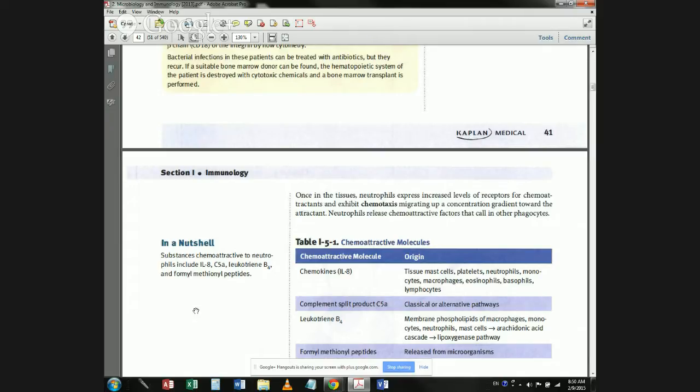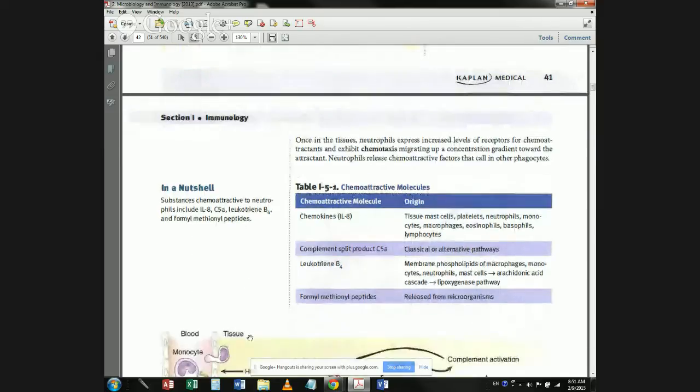Neutrophils release chemoattractive factors that call in other phagocytes. So once they're at the location, they start producing their own chemoattractive factors. Before, it was something else that was calling them to that area. When they get to the destination, they send out their own siren, and that will attract specific immune cells that are needed, specialists that need to arrive at the site, basically.